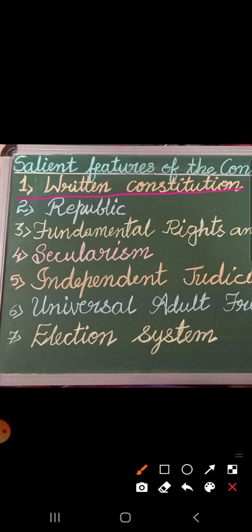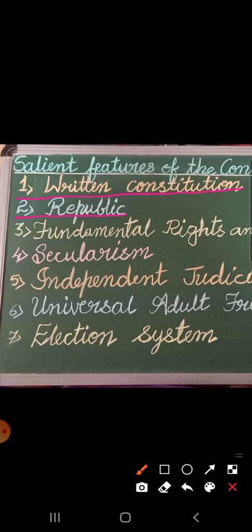And let us know about republic. What is a republic, children? The constitution has declared India as a republic. In the case of a republican system, there is no rule of king. Instead, there is the rule of representatives elected by the people.